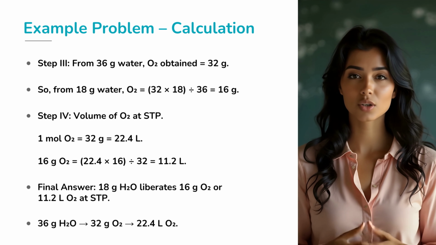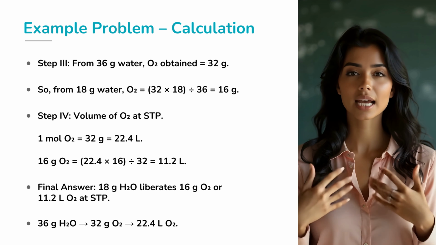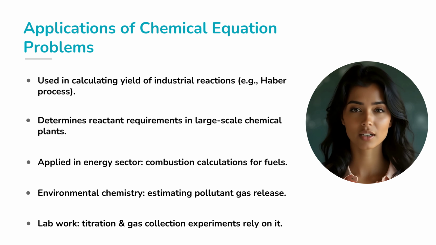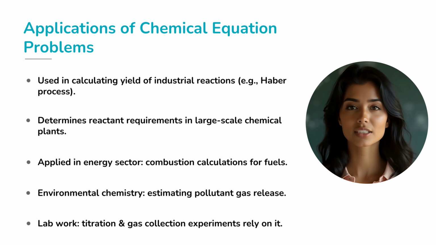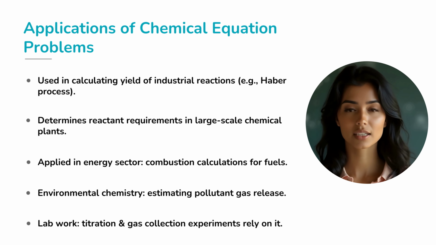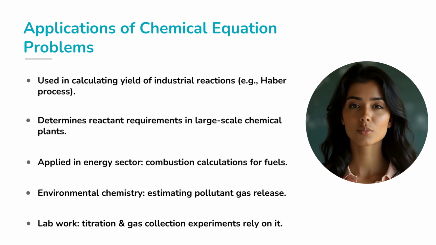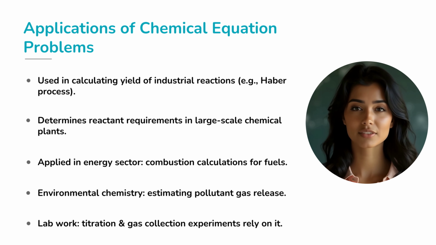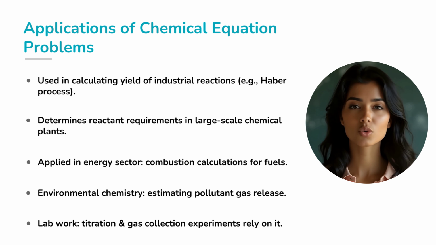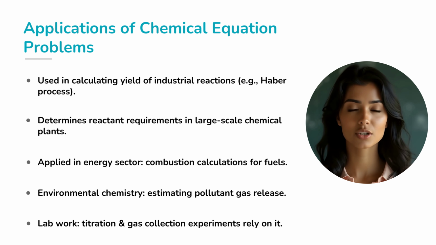Isn't it amazing how equations let us peek into invisible gas volumes? These calculations aren't just for exams, they power entire industries. In the fertilizer industry, the balanced equation N2 + 3H2 gives 2NH3 is used daily to predict how much hydrogen is needed for ammonia production. In the energy sector, combustion equations like CH4 + 2O2 gives CO2 + 2H2O help determine how much oxygen is consumed and how much energy is released from fuels.